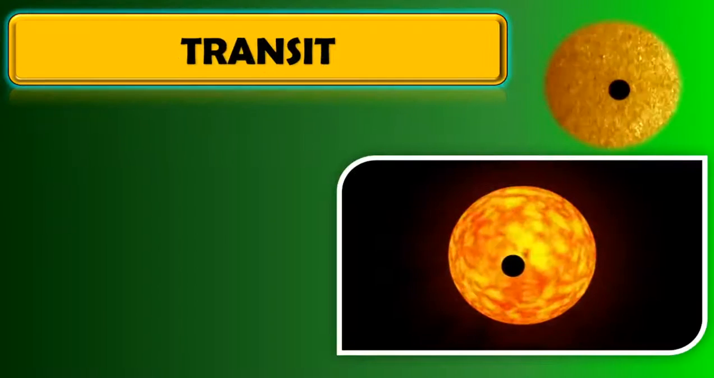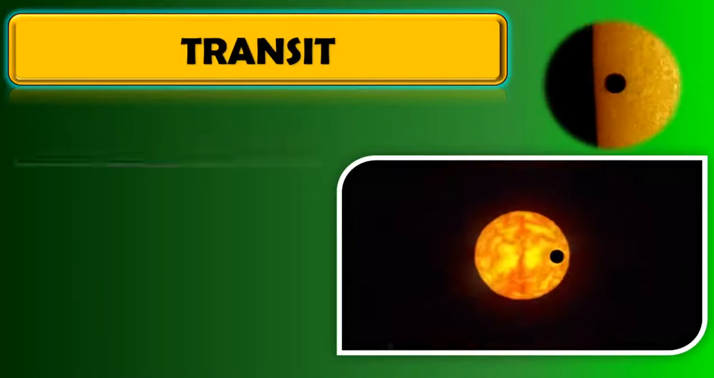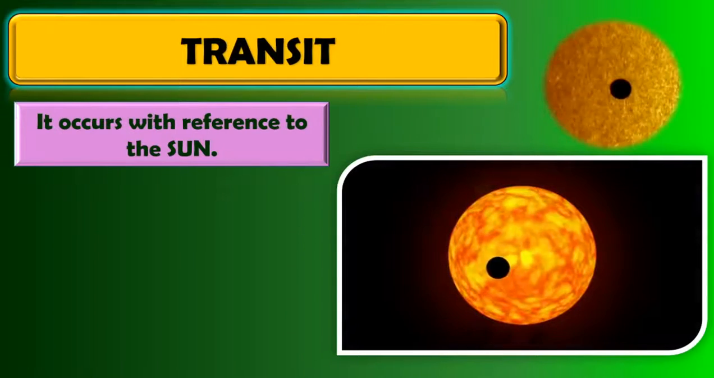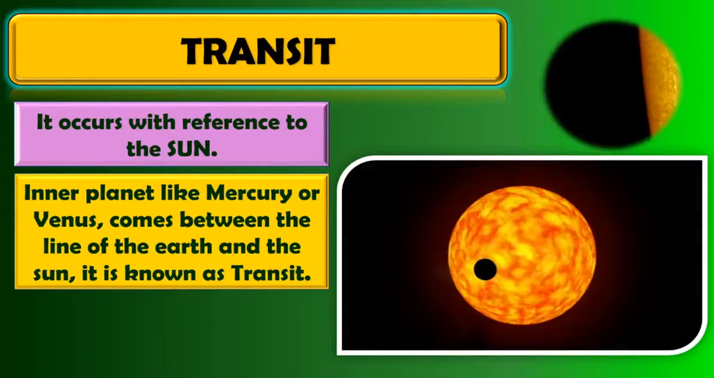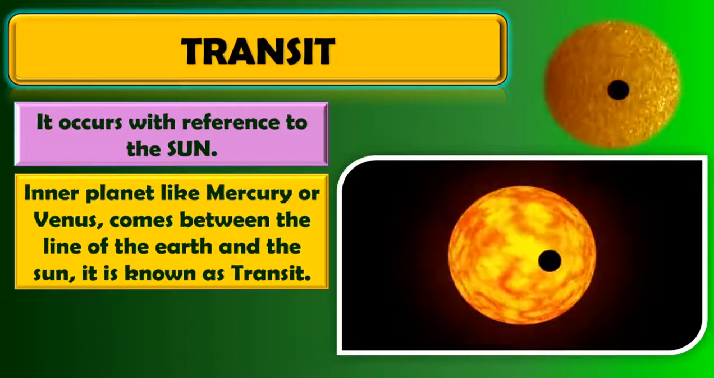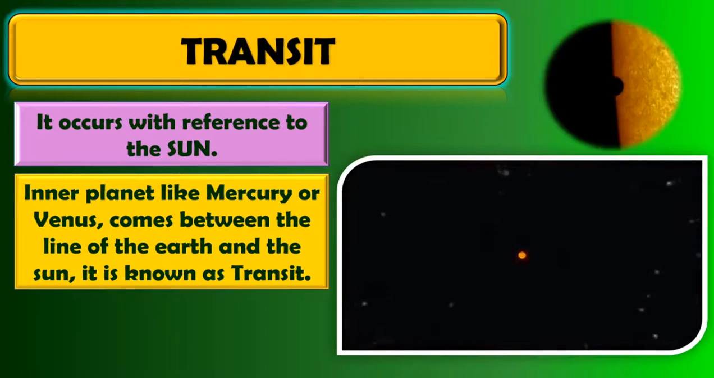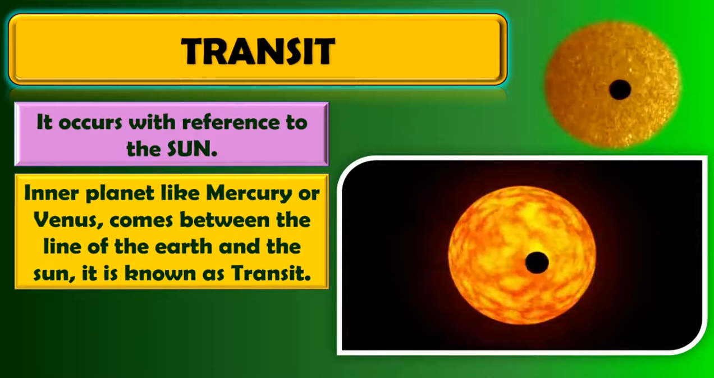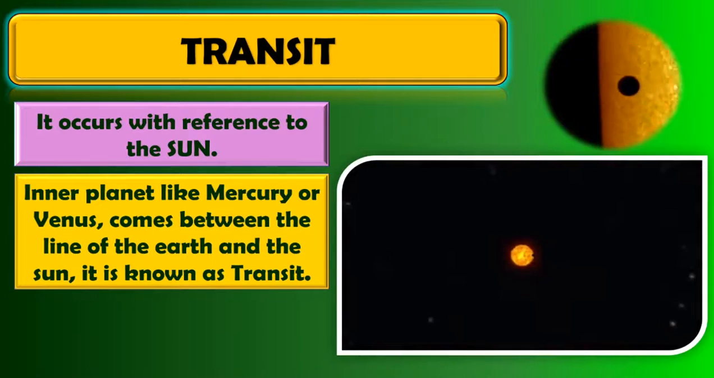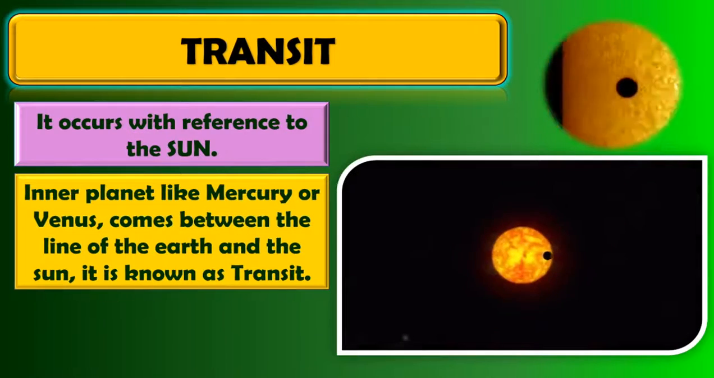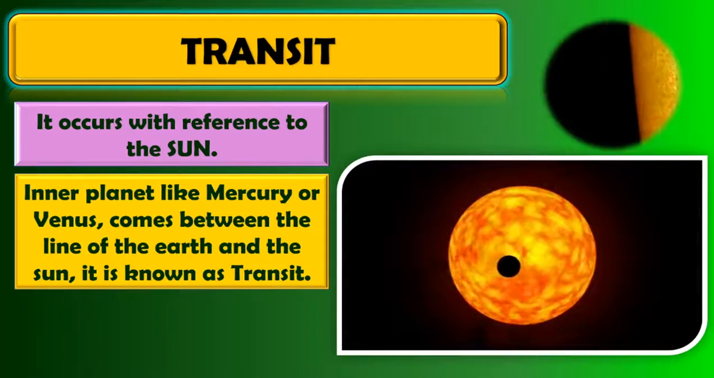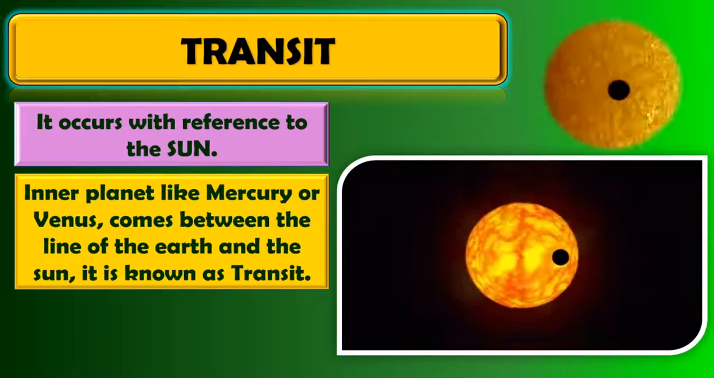Transit. The transit is associated with the sun. If an inner planet like Mercury or Venus comes in between the line of the earth and the sun, a transit occurs. At that time, a small dot appears to move across the sun disk. Transit is a type of solar eclipse.